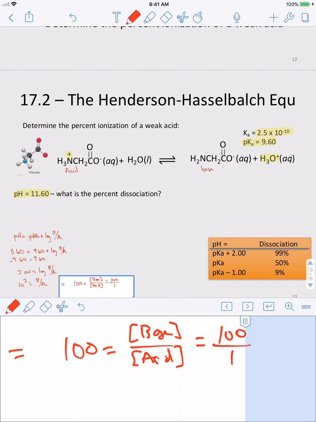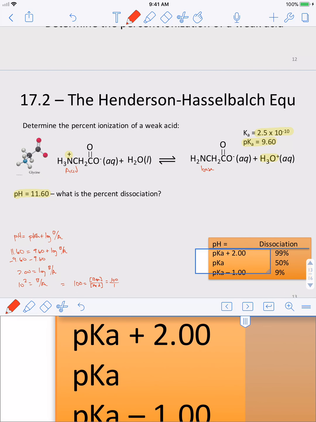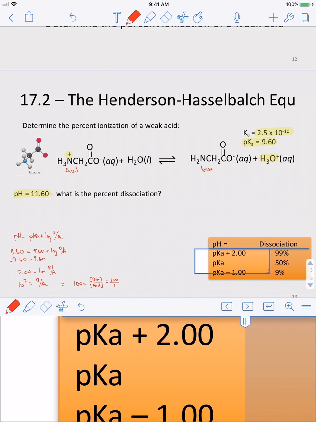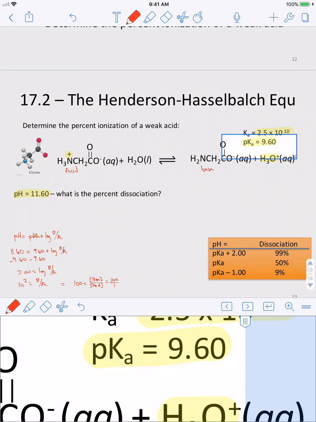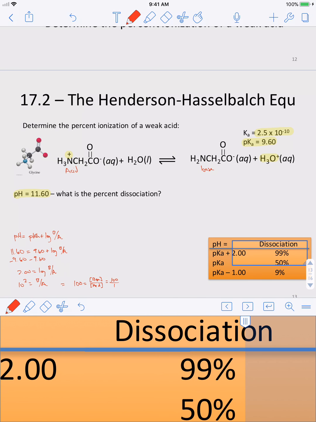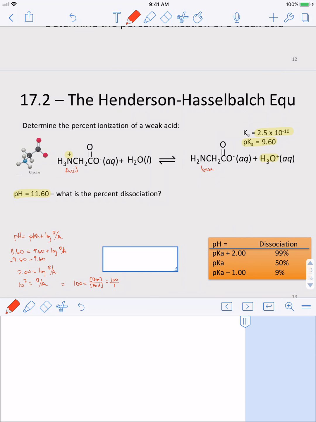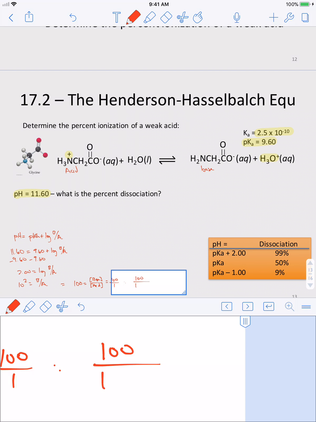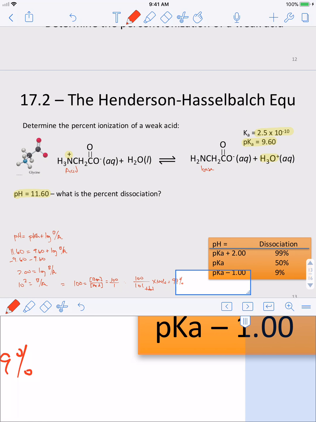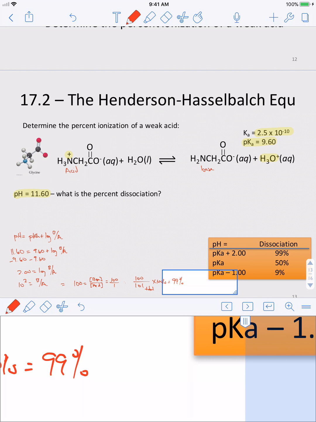And if you look at the Henderson-Hasselbalch equation, what you'll notice is that if you have a pKa plus 2, so we were plus 2 of the pKa, 99% is dissociated. So in other words, if we wanted to calculate the percent dissociation here, we would have 100 out of 101 total times 100%. This is 99% dissociated, or 99% in the base form, or 99% on the product side.